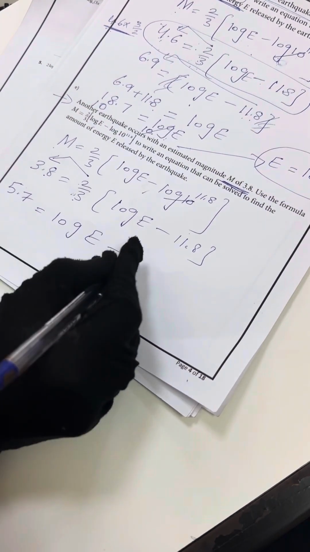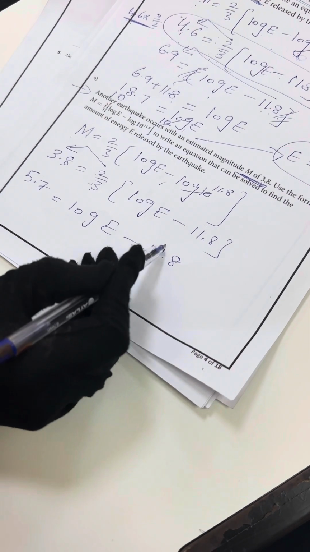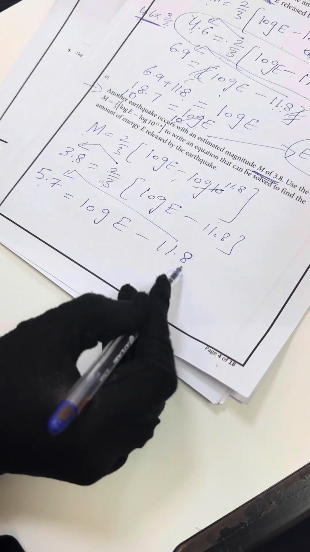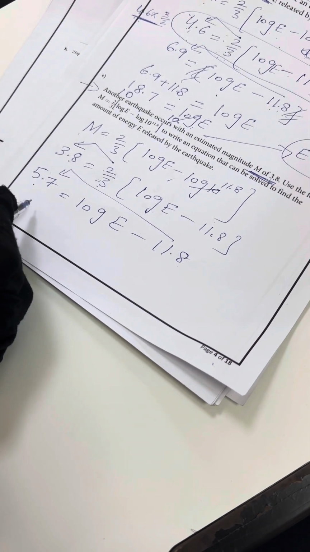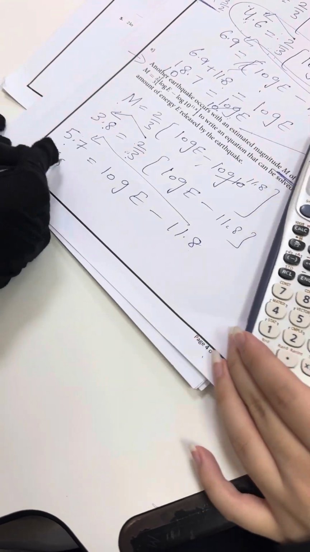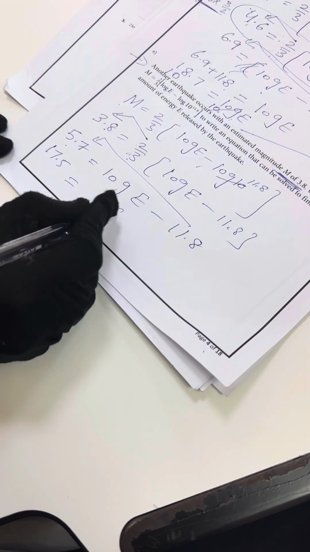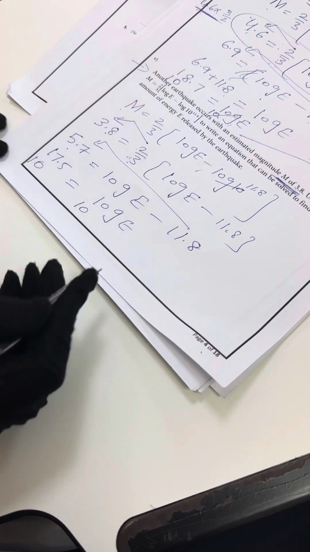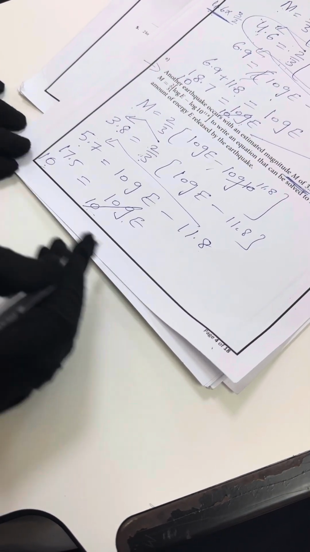What is left here: log E minus 11.8. Now we shift 11.8 there, so 5.7 plus 11.8. Look at the calculator: 5.7 plus 11.8 is 17.5, equal log E. And now remove the log by using the same base. Here is base 10, so we will take base 10 on both sides. This will be cancelled.